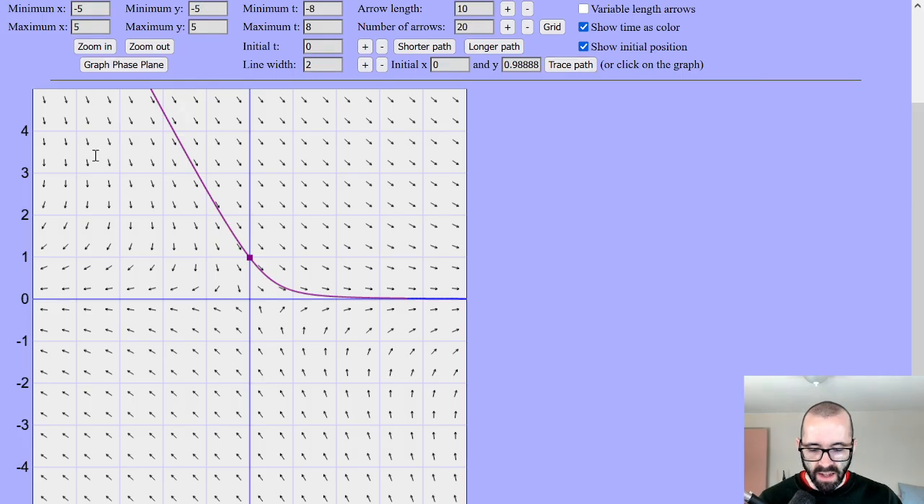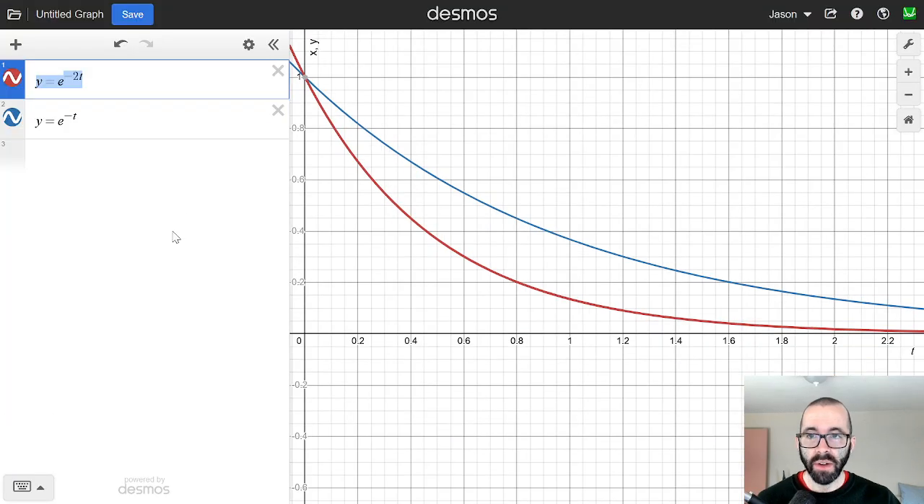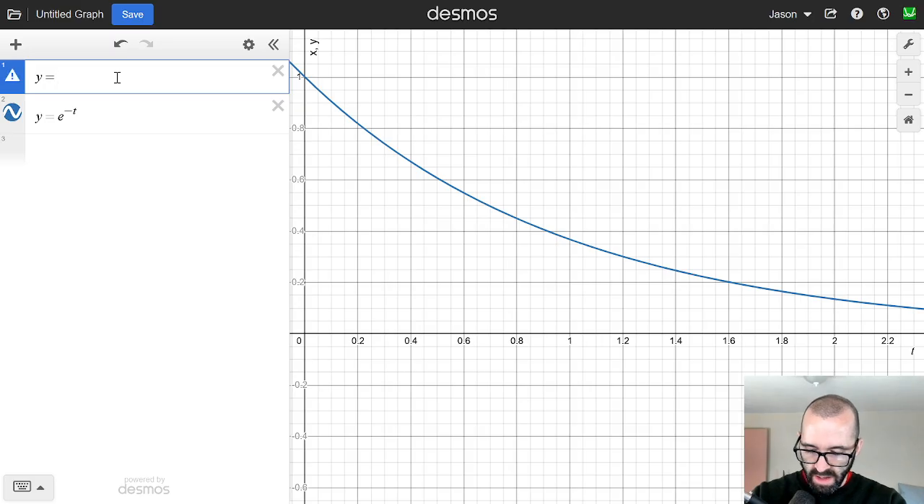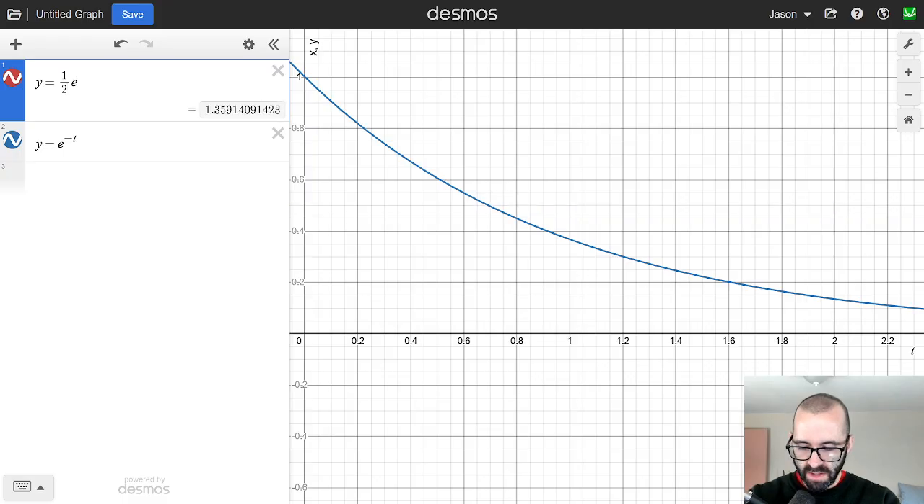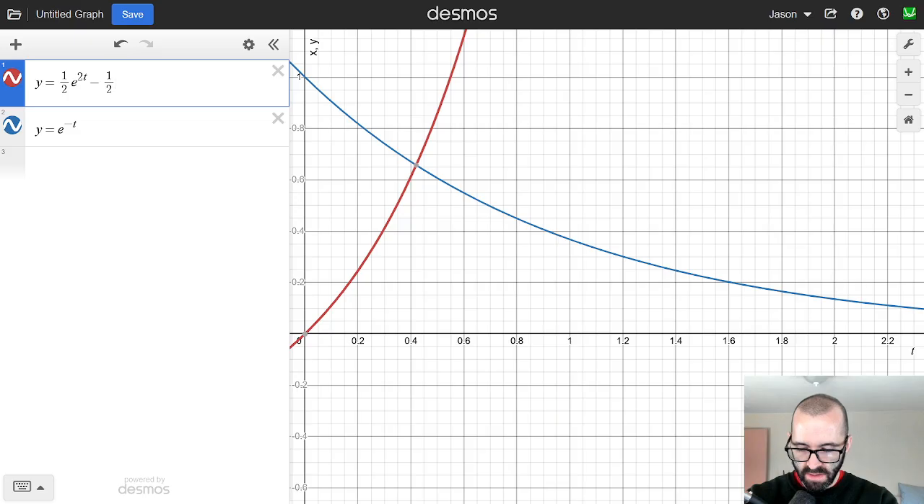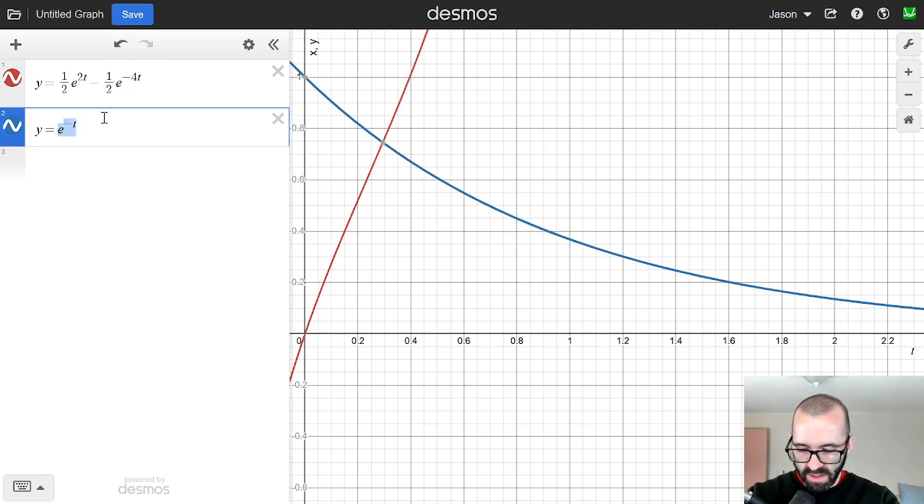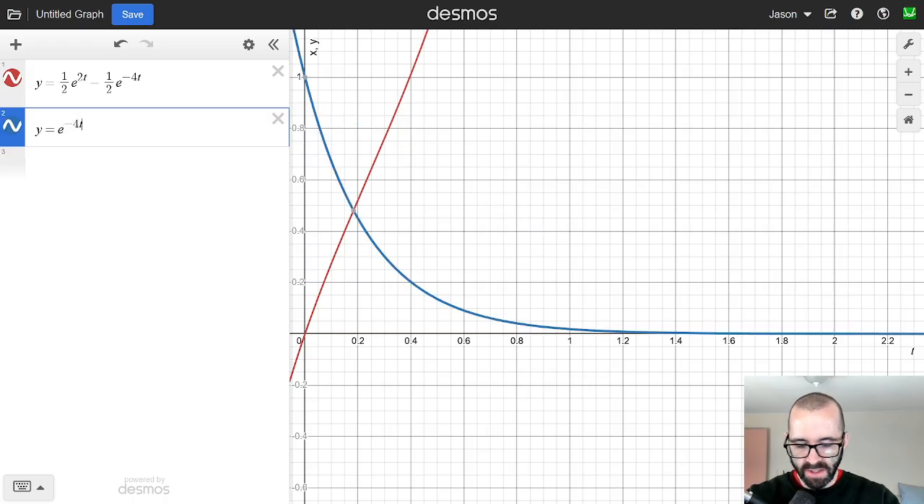And again, we can compare that with our solutions, right? We can graph our solutions. We said that x was 1/2 e to the 2t minus 1/2 e raised to the negative 4t. That is what we had, right? Great, we did. And we said our y coordinate was just e raised to the negative 4t.